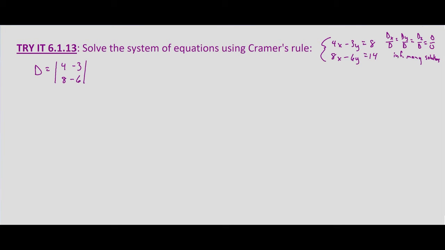However, if D equals 0, but Dx, Dy, or, that's the key, or Dz do not equal 0, that means there's no solution. So let's look at the given system of equations.